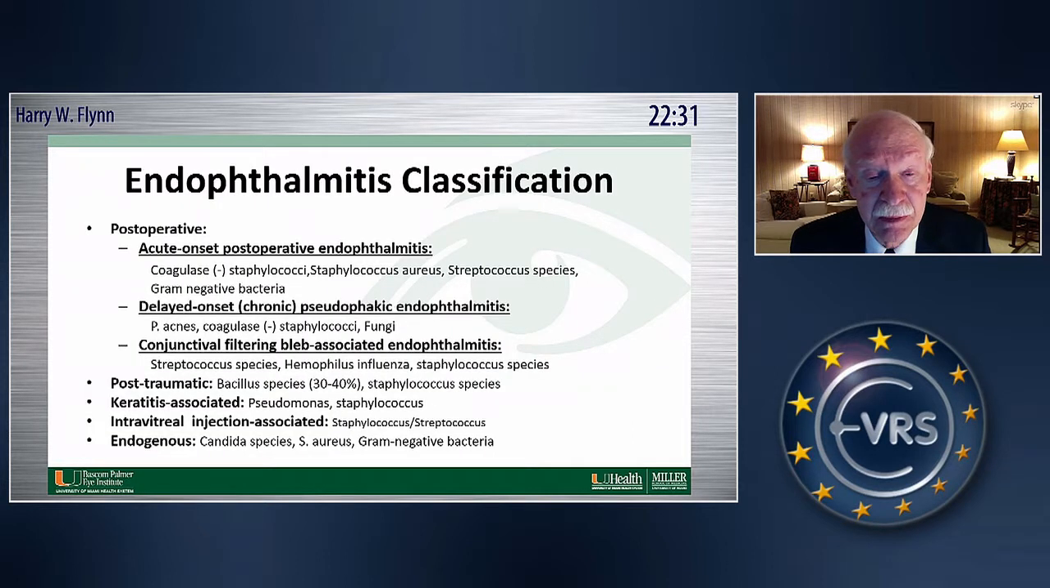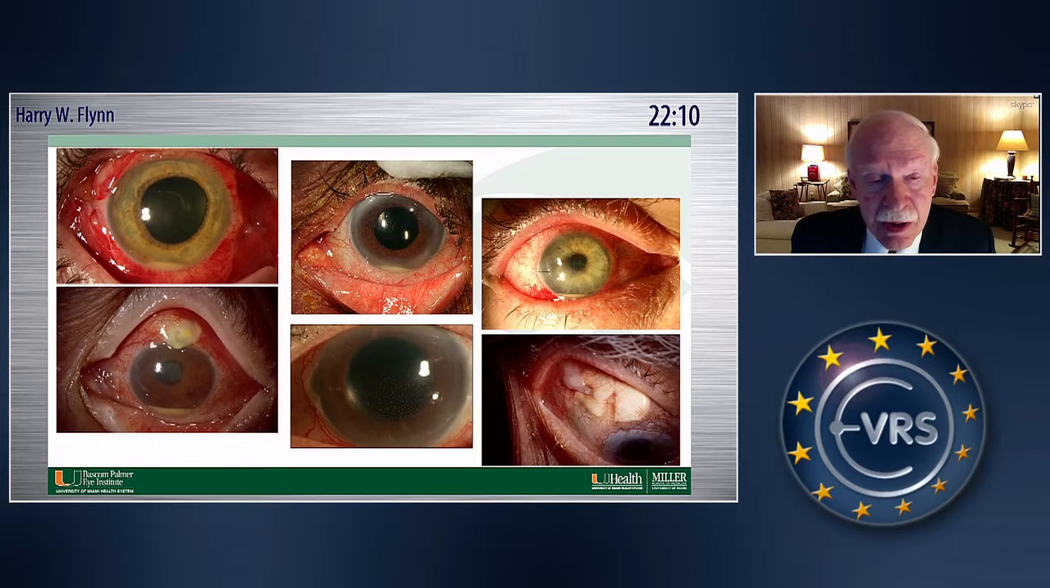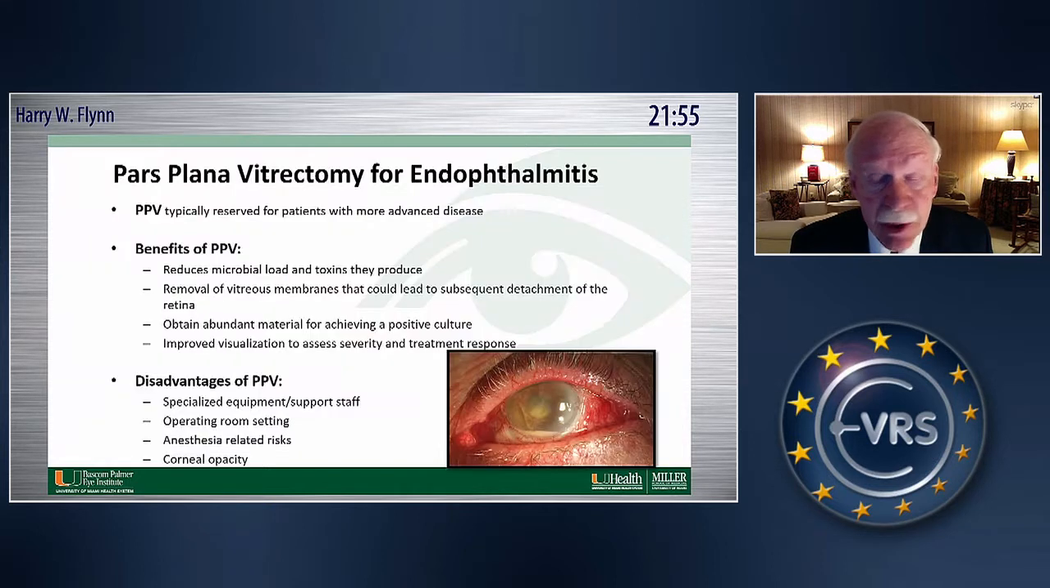Next slide, please. Endophthalmitis can be classified into various etiologies. These include postoperative, post-traumatic, keratitis-related, intravitreal injection-related, and endogenous. Next slide. Some examples are shown in this slide. The unifying features include marked conjunctival congestion, hypopyon, vitritis, and a profound loss of vision. Next slide, please.